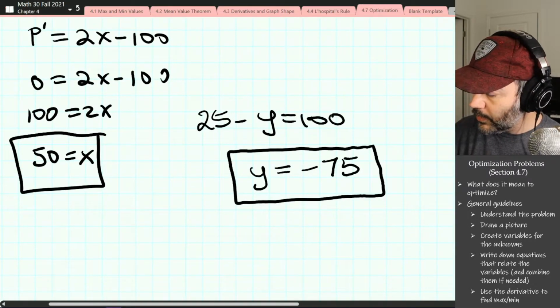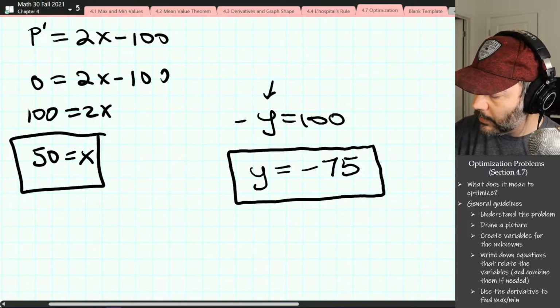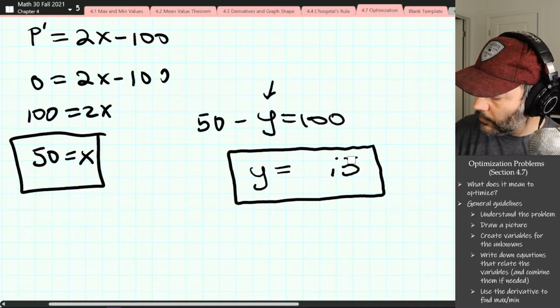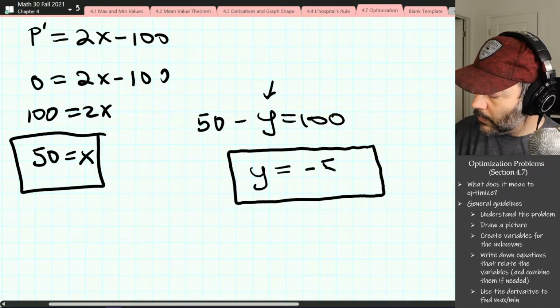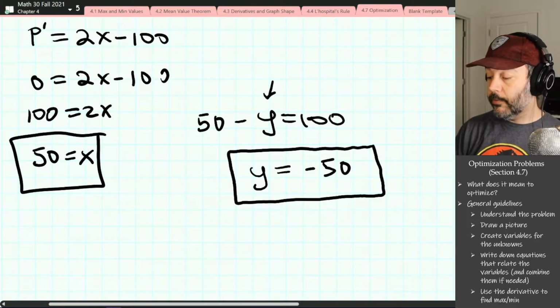And then I just need to fix it. I'll come over here and put this needed to be a 50. And therefore, y equals negative 50. Okay. So I made a little arithmetic error.